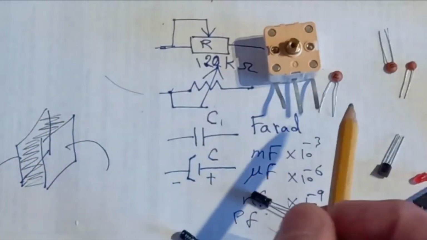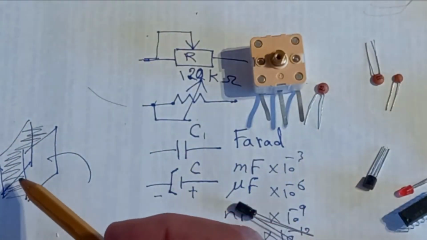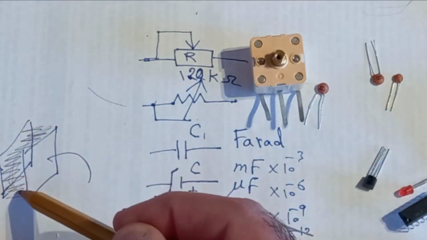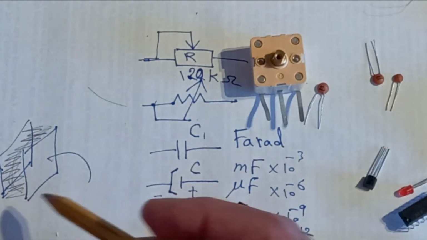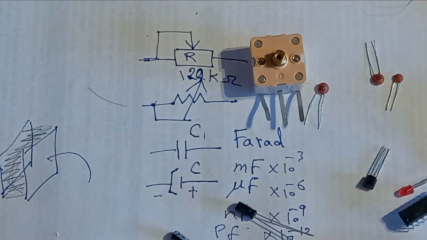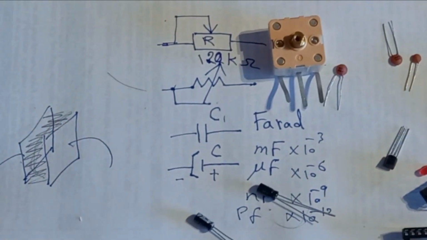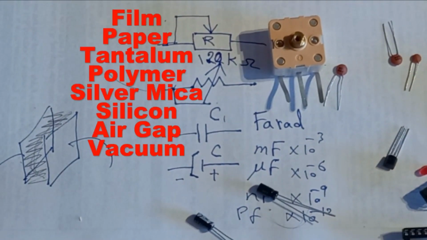For instance, you have ceramic capacitors, which I just showed you. That indicates the insulator in between the plates, or the dielectric, is ceramic. Then we have all sorts of different types of capacitors because of what they've used as dielectric in between the plates. For instance, you have film and paper capacitors, you have tantalum capacitors, polymer capacitors, silver mica, silicon, air gap, and even vacuum capacitors.